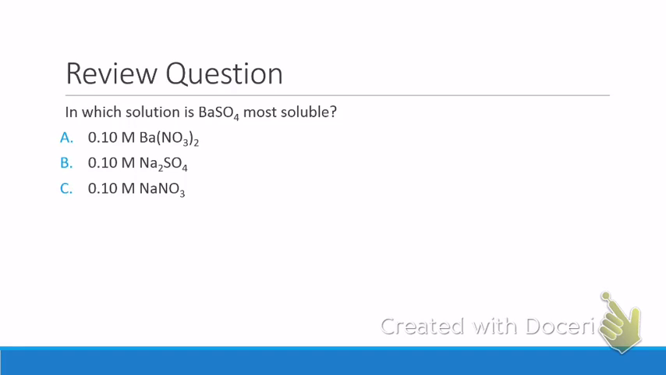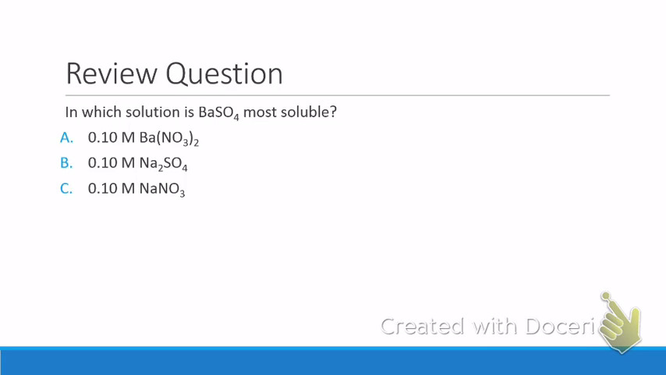So we'll start with a review question. In which solution is barium sulfate going to be the most soluble? We have 0.1 molar barium nitrate, 0.1 molar sodium sulfate, and 0.1 molar sodium nitrate. So take a minute and think about that to yourself. And hopefully you're thinking about the common ion effect.